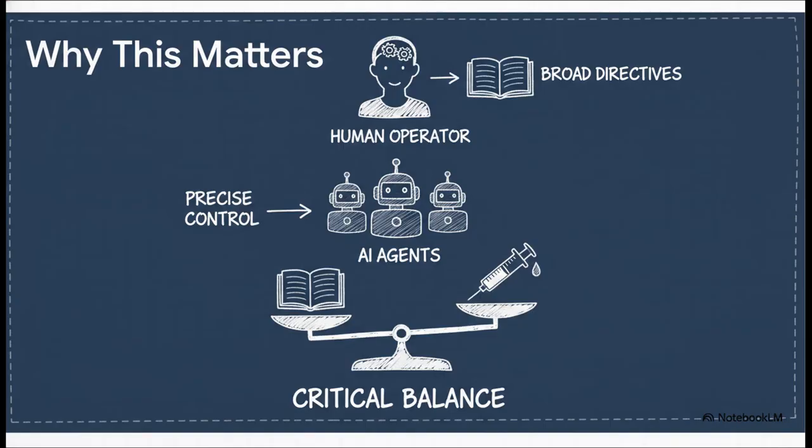Okay, so here's the bottom line. The Moltbook Protocol isn't just one company's piece of software. It's a potential blueprint for how we manage AI on a massive scale. It shows this really critical balance between giving agents freedom with broad context while also keeping precise human oversight with tools like that injector. This could seriously become the standard way we command digital workforces in the future.